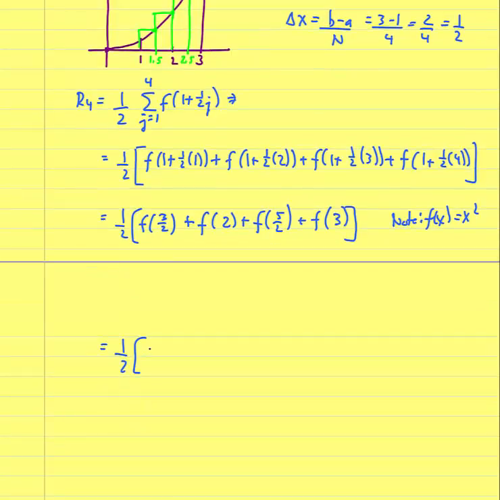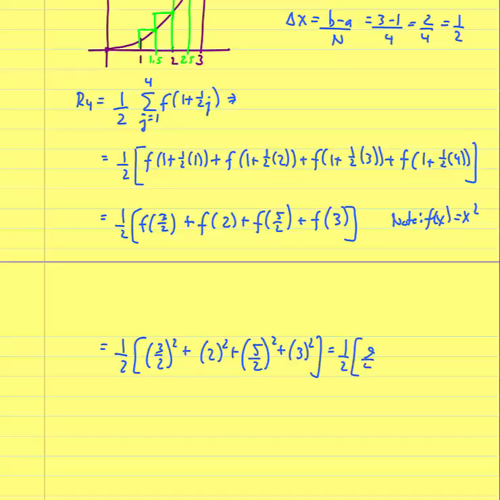So if I plug a 3/2 in, I will get a 9/4 back out. I guess I could show one more step here. 3/2 plugged in, squared, plus 2 squared, plus 5/2 squared, plus 3 squared. Okay, that would be 9/4 plus 4 plus 25/4 plus 9. And again, I have that 1/2 out front because that's the base of each rectangle. So I'll have 9 plus 4 is 13 plus 9/4 plus 25/4 would be 34/4.